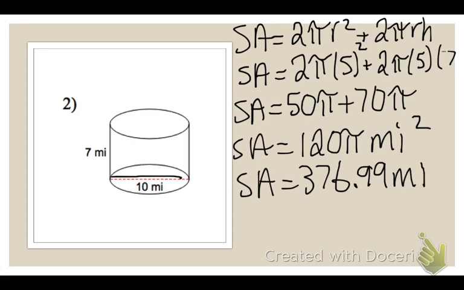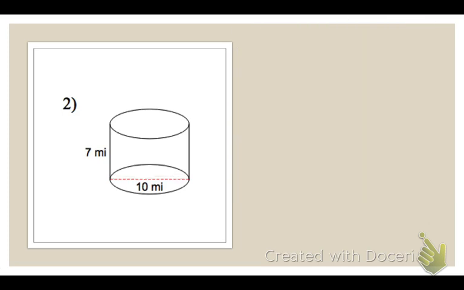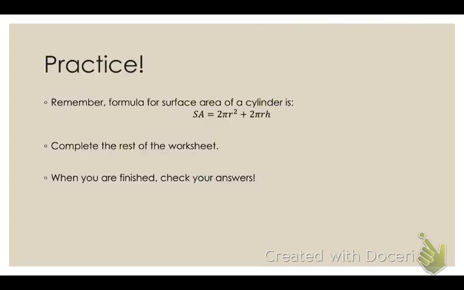miles squared. Right? So it's really not that bad, but it's just a lot of formula and a lot of steps. I think you're ready to practice on your own. Remember, surface area of a cylinder is 2 pi r squared plus 2 pi r h. Complete the rest of the worksheet.